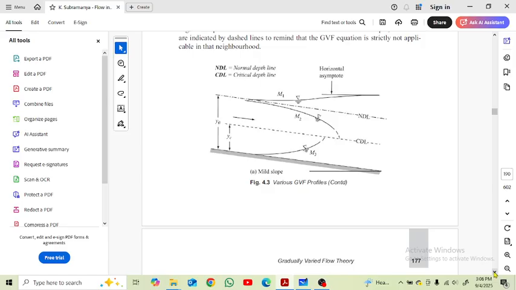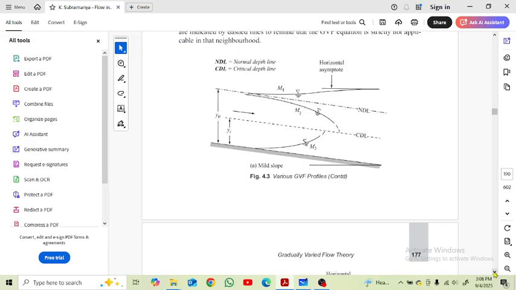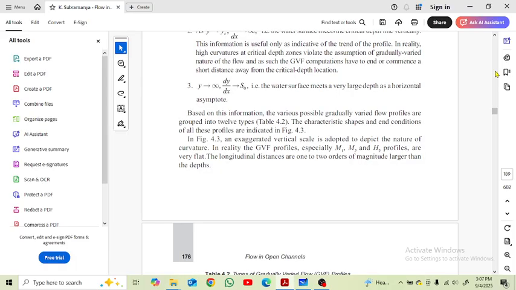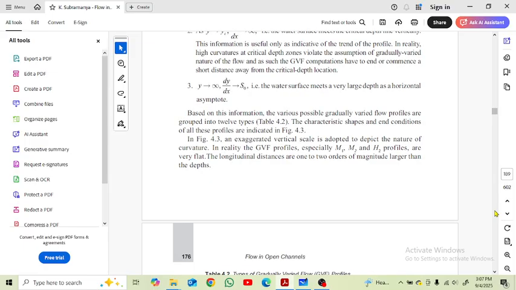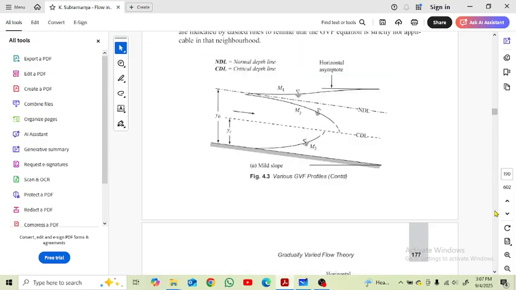First you must have the basic understanding of these theoretical flow profiles, and these theoretical profiles are drawn by using the concept of the slope, dy by dx. We have just derived the dynamic equation of GVF. So this is how the curve will be, a backwater or drawdown. You must get that concept, and otherwise if you can draw the practical profile, that is also okay, I must say.